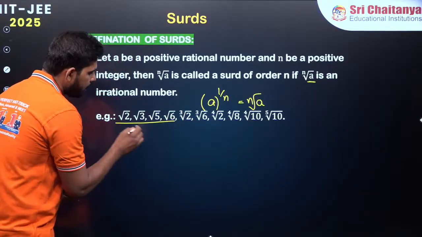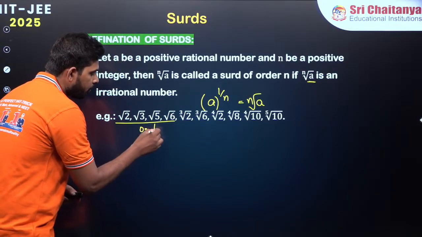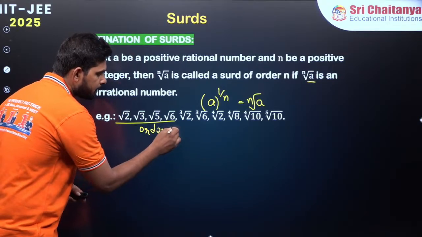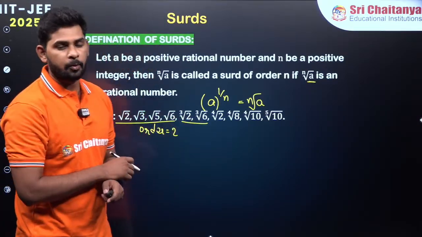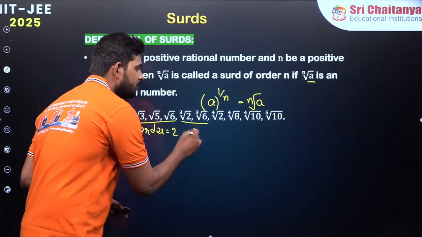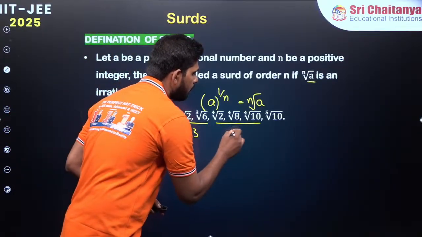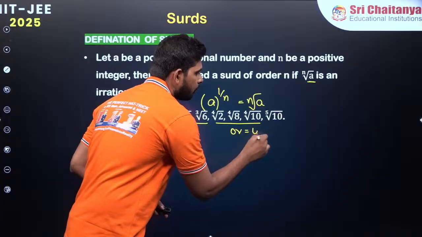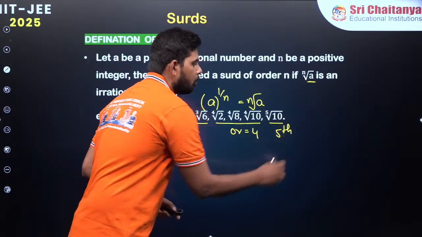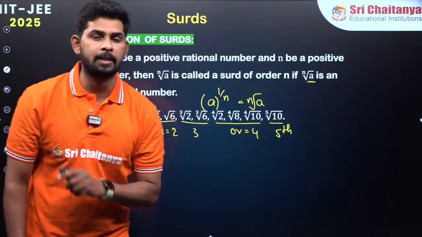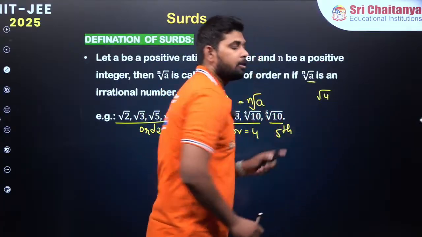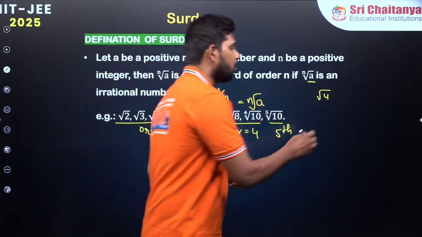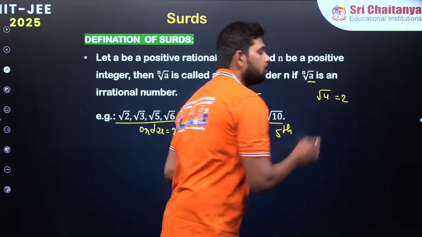All these you can see the order of surds is 2. And up to cube root of 6, the order is 3. And here all these orders are 4. And this one is fifth order. All these are surds and they are irrational numbers. For example, if I take the square root of 4, this is not a surd because the square root of 4, we know, equals 2.